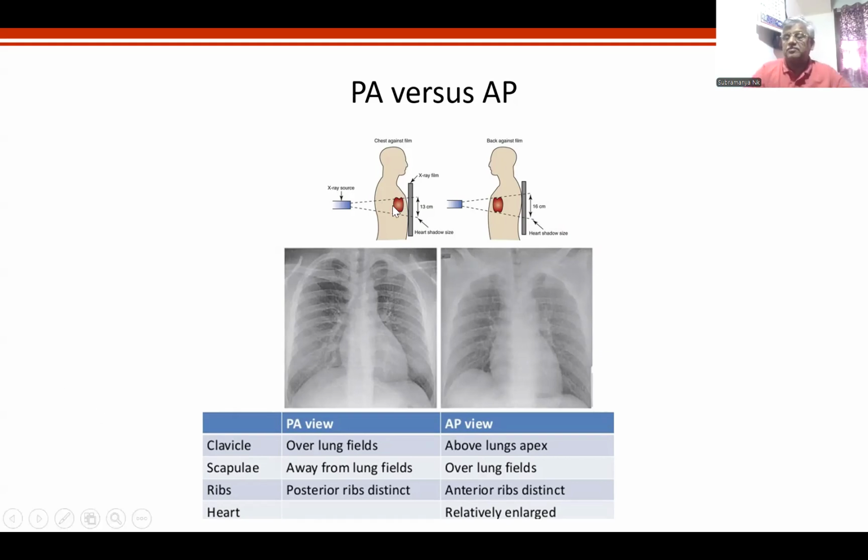And your arms will be like this. You will separate your scapulae. While separating the scapulae from the chest, you will see more of the lung fields. I'll show you the scapula border. There is a scapula border. Whereas in an AP view, scapulae come close, that means up to the hilum.